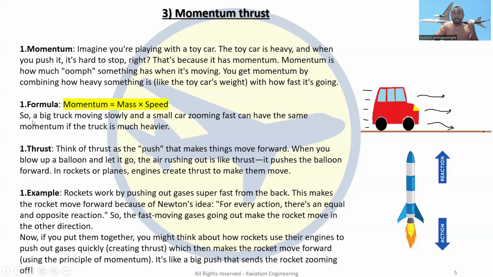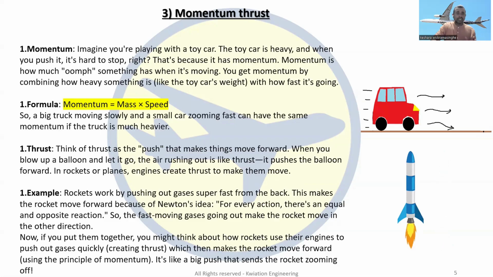All right, for example, a big truck moving slowly and a small car zooming fast can have the same momentum if the truck is much heavier. The truck is heavier, but it's moving slow. The car is not heavier, but it's moving fast. So both objects have the same momentum. Now let's go to the thrust.